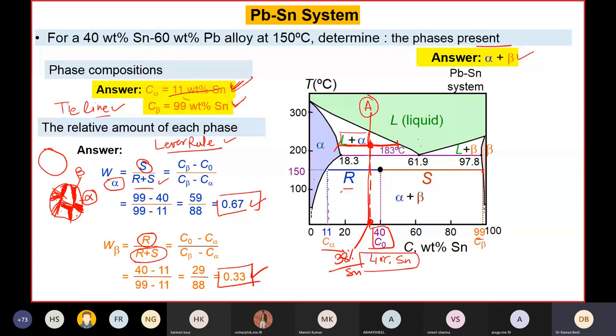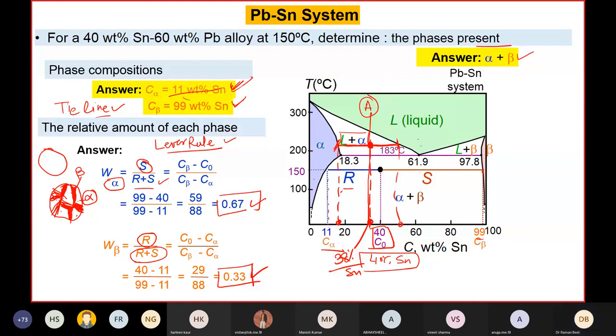Now you have come above point A, where it is no longer solid alpha plus beta, now it is liquid plus alpha. I know that it is liquid plus alpha, so it is intersecting the alpha boundary here and the liquid boundary here. Just read these from here. So you read this and you read this. You made the tie line, so what will you get from the tie line?